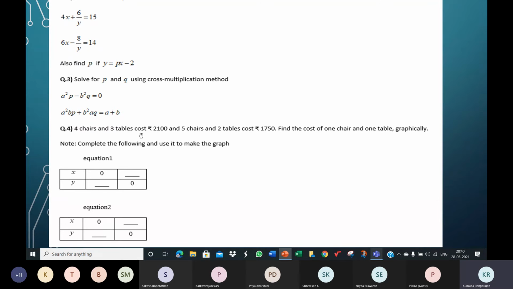Four chairs and 3 tables cost rupees 2,100. And 5 chairs and 2 tables cost rupees 1,750. Find the cost of 1 chair and 1 table graphically. Do that.